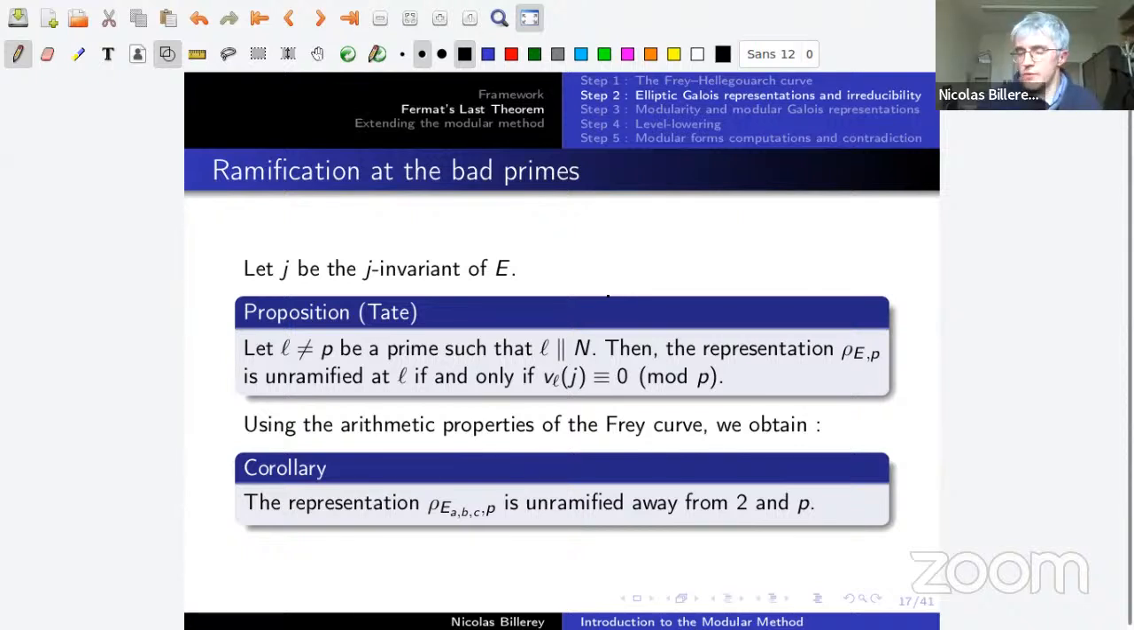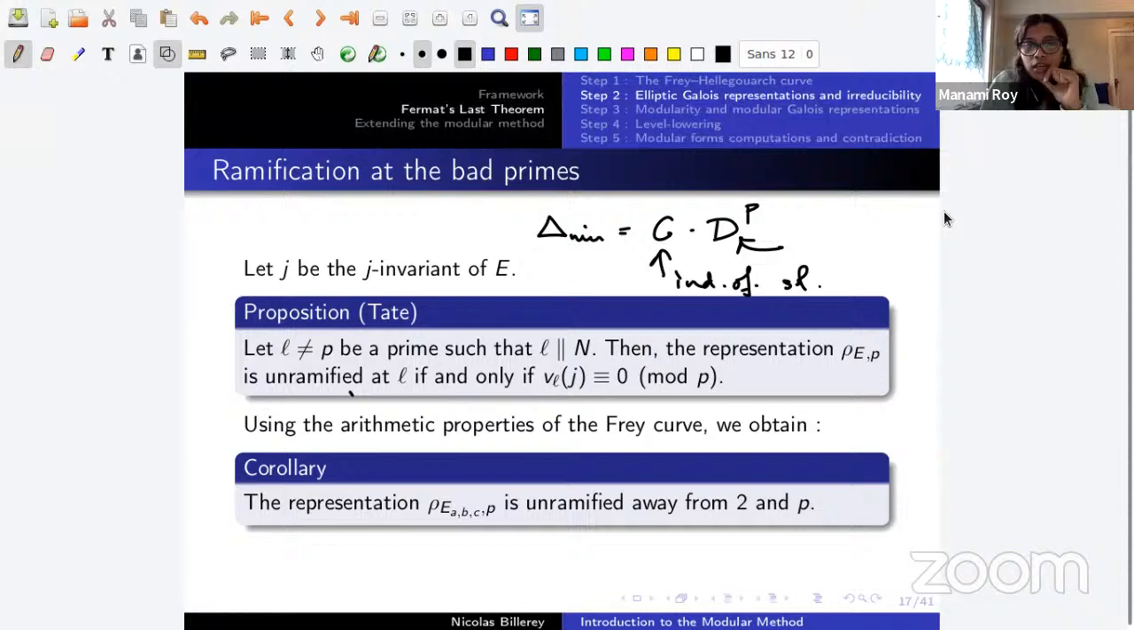In all the examples, when you look for a Frey curve, you want the minimal discriminant to be something independent of the solution times d to the p, where all the dependence on the solution appears in the p-th power, and all the primes that appear there are primes of multiplicative reduction. That's the situation you are always looking for.